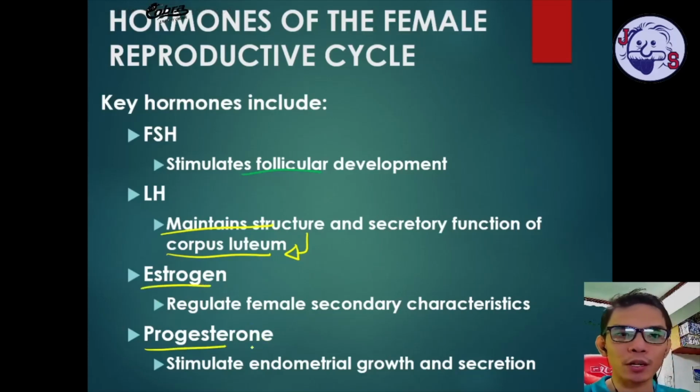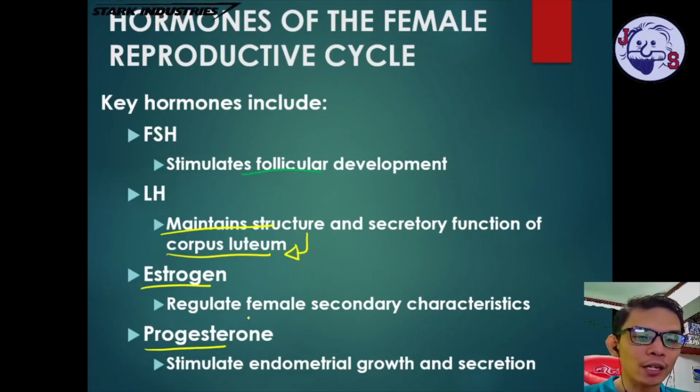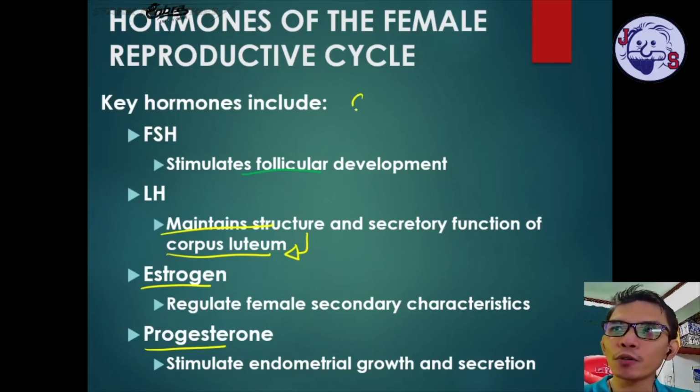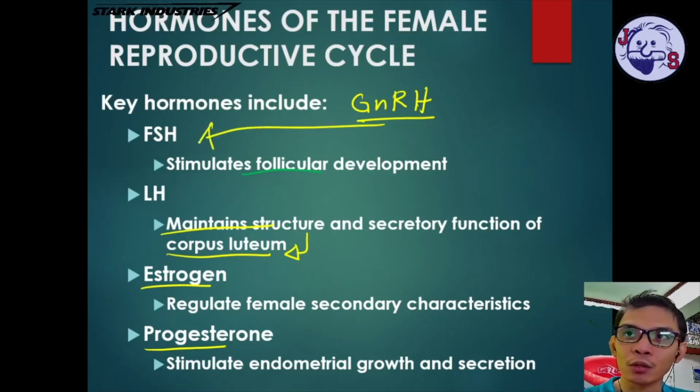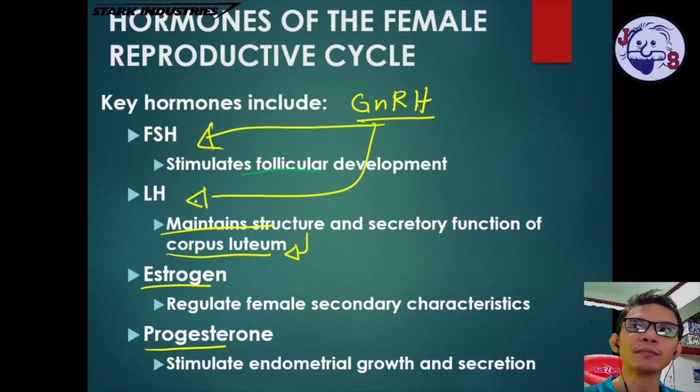Now, previously in the male reproductive system, we had the gonadotropin releasing hormone. So the GnRH is also needed here. I didn't include it in this slide, but it is needed. The hormone comes from the hypothalamus, let me clarify that, and targets the pituitary gland to secrete these two respectively. So that is the GnRH.